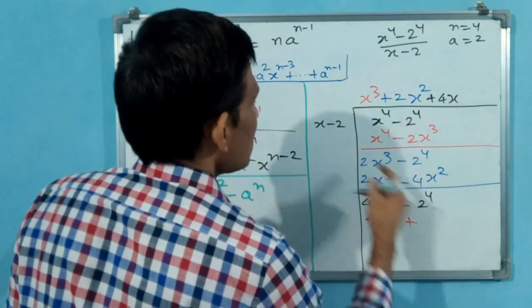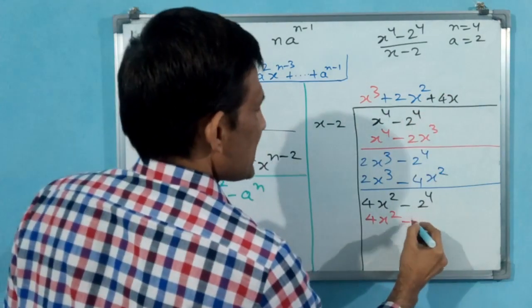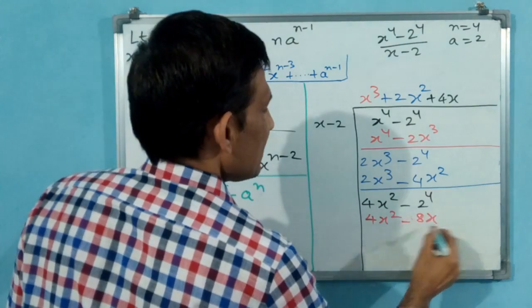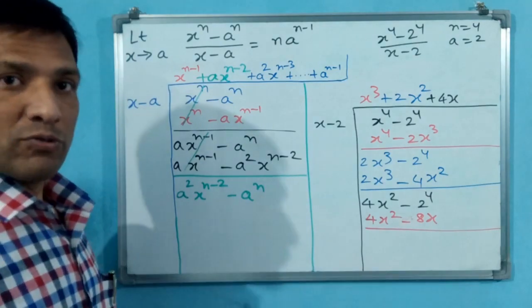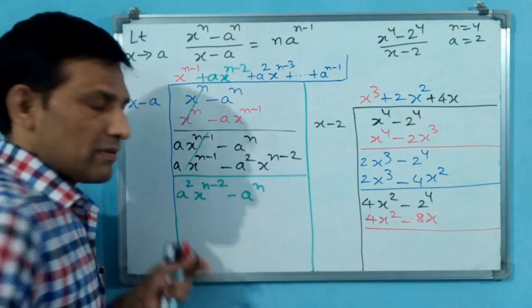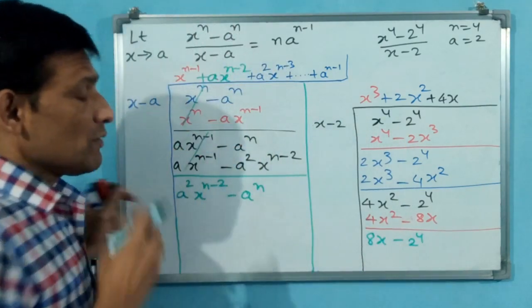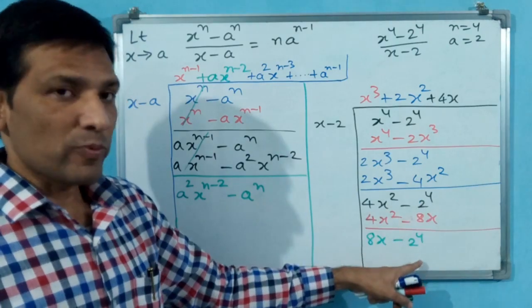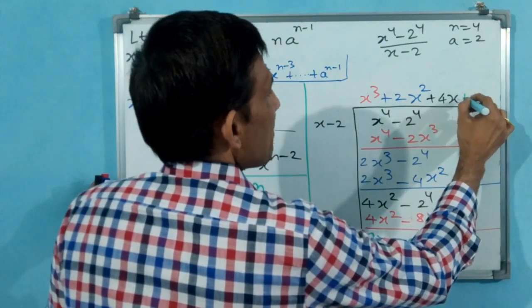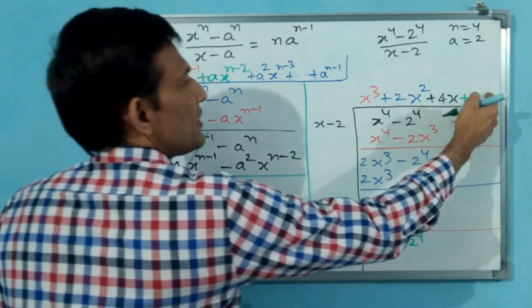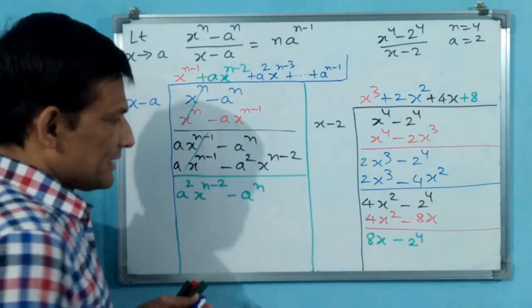Minus 2 into plus 4, minus plus minus, 2 into 4, 8. 8x will come. You see now 4x square gets cancelled, but minus of minus 8x will come here, 8x minus 2 to the power of 4. You see minus 2 to the power of 4 is continuously coming. Now you see 8x is there, x is there. Then you make a plus 8, that's all. 8 into x, 8x will come. Now this has come to one end.